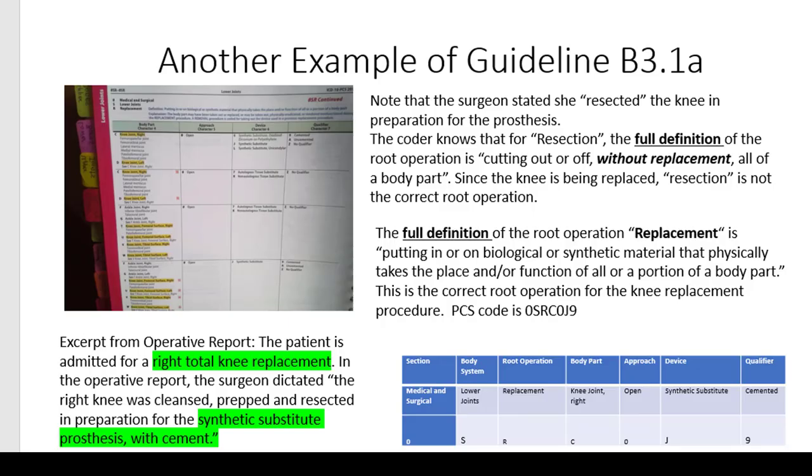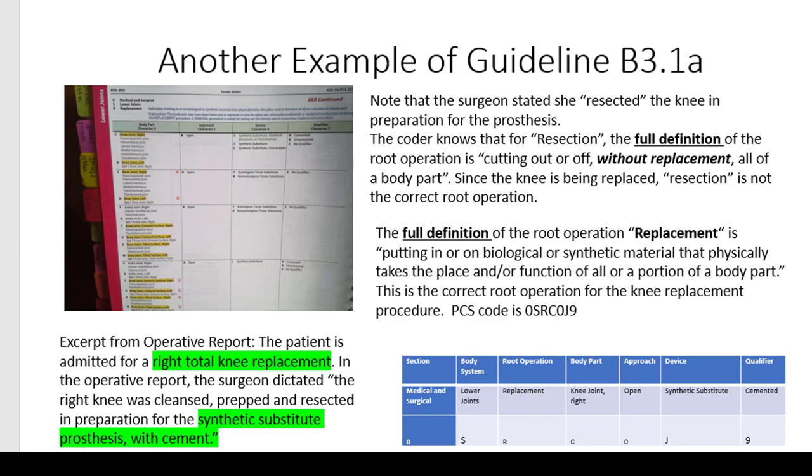Here's another example of Guideline B3.1a. The patient is admitted for a right total knee replacement. In the operative report, the surgeon dictated, quote, the right knee was cleansed, prepped, and resected in preparation for the synthetic substitute prosthesis with cement. Note that the surgeon stated she resected the knee in preparation for the prosthesis.